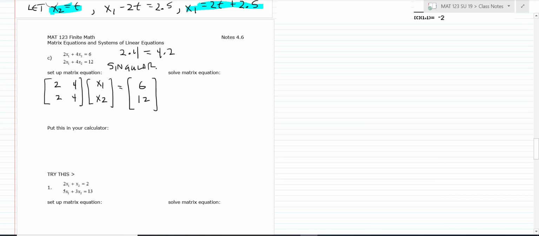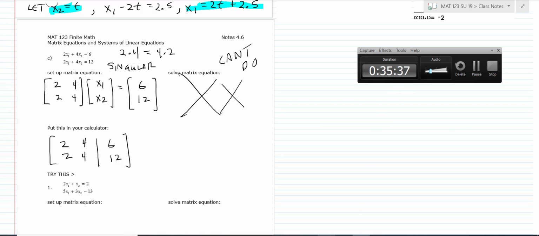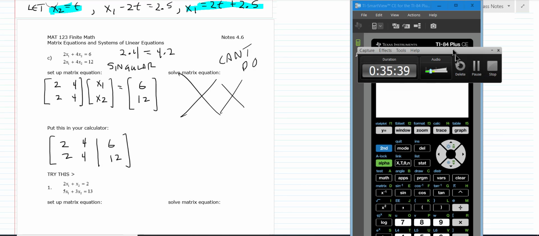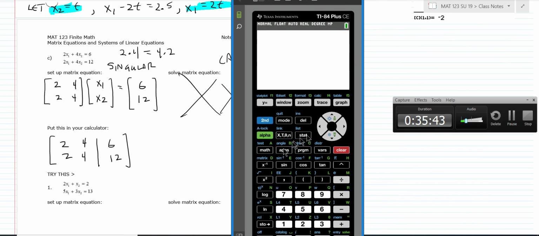If you did this, you would do this. You can't even do a matrix equation on there. So it's important that you learn how to recognize that when that shows up. So what we have to do is take a different method. So let's go to augmented matrix. Let's go 2, 4, 6, and then 2, 4, 12. All right, let's put that in the calculator and roll with it that way. See, I saved a little bit of time by recognizing just mentally that that's a singular matrix.